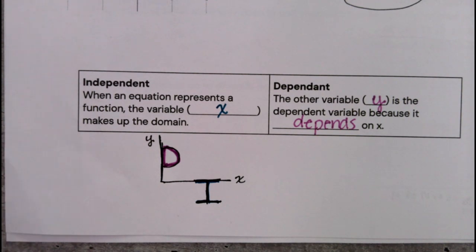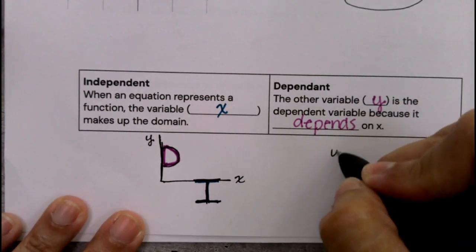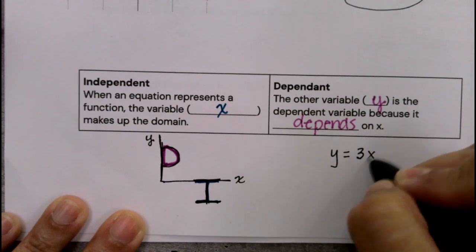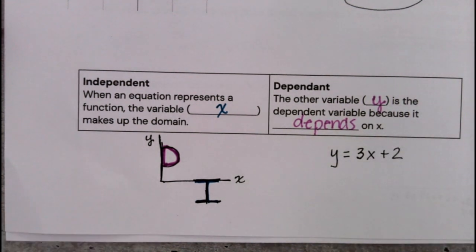So if I gave you a linear equation, y equals 3x plus 2, right? That's an equation in slope-intercept form. Wouldn't you agree that the value of y depends on what I put in for x? So the answer I'm going to get is going to depend on what I plug in. So the output depends on the input.